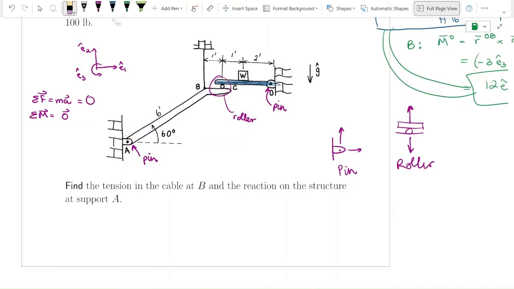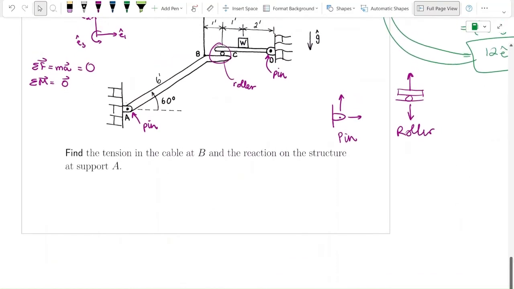So whenever you have something like this, it's always a good idea to draw stuff in terms of the bars or the things that have the pins in them. So let's decompose this first. Let's draw our free body diagrams. We know that we can solve this question using these two expressions.